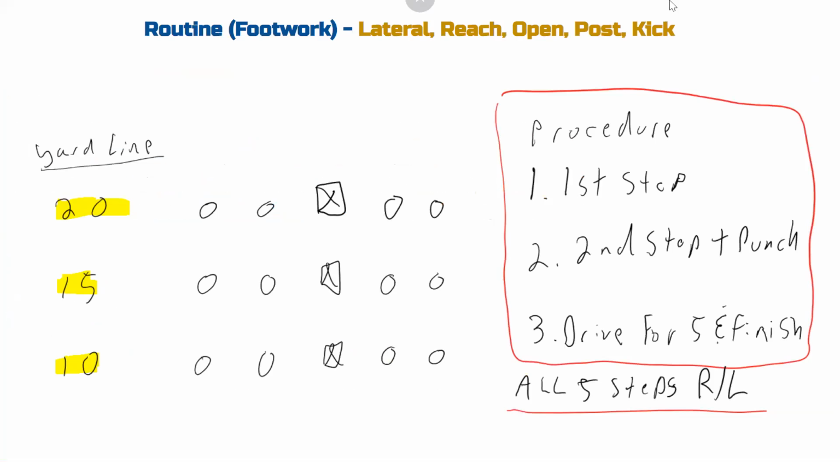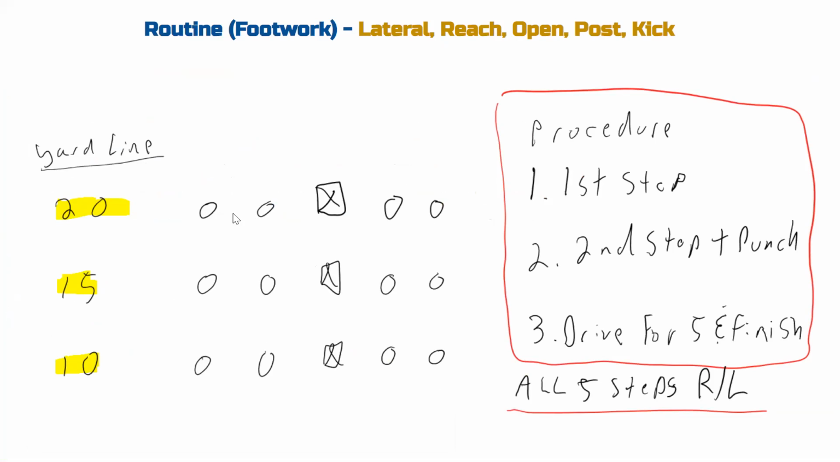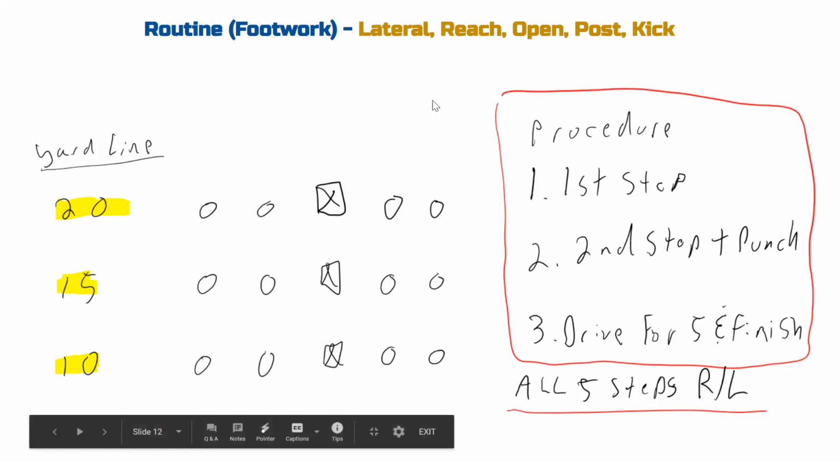So routine for us is how we open up every practice. I guess you would say this is a pre-practice thing for an offensive lineman. We're going to line up in 5-man lines, 5 yards apart. We'll go as far as we need to go. And we're going to work on our footwork on air. The procedure is we're going to do our first step, then we're going to do our second step and punch, then we're going to drive for 5 yards, and then finish with high hips and high hands at the end of 5 yards. We're going to do all 5 of our steps left and right.